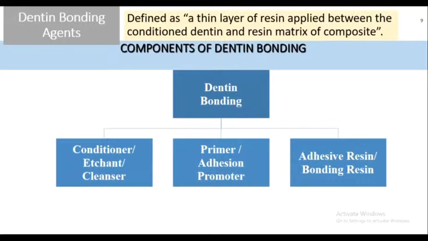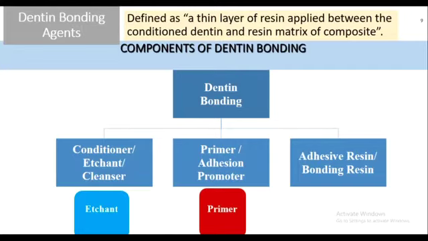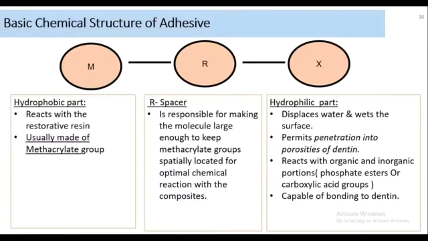Now, whenever you talk about a dentine bonding agent, you have either a conditioner or an etchant, then you have a primer or an adhesive, and then you have the adhesive bonding agent or the bonding resin. The etchant, the primer and the adhesive: these are the three basic things that you have to remember when you're talking about dentine bonding.